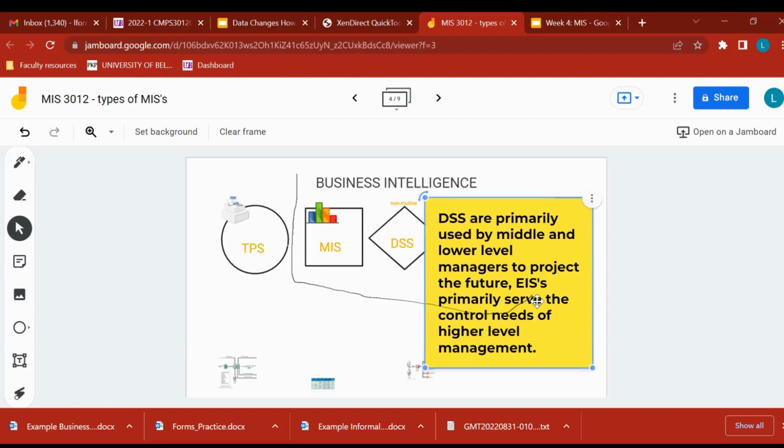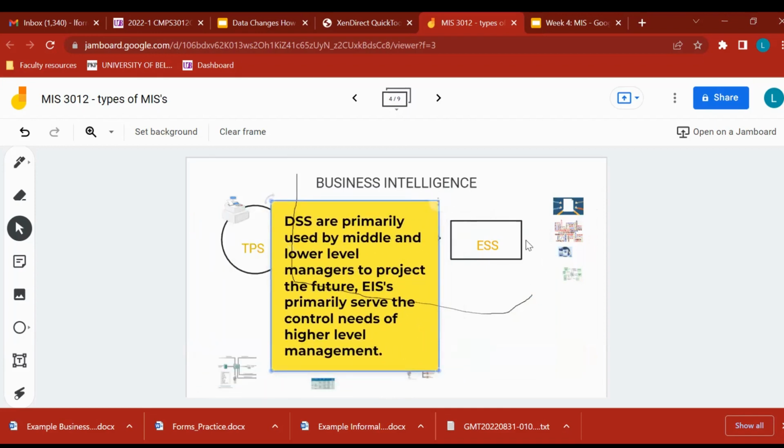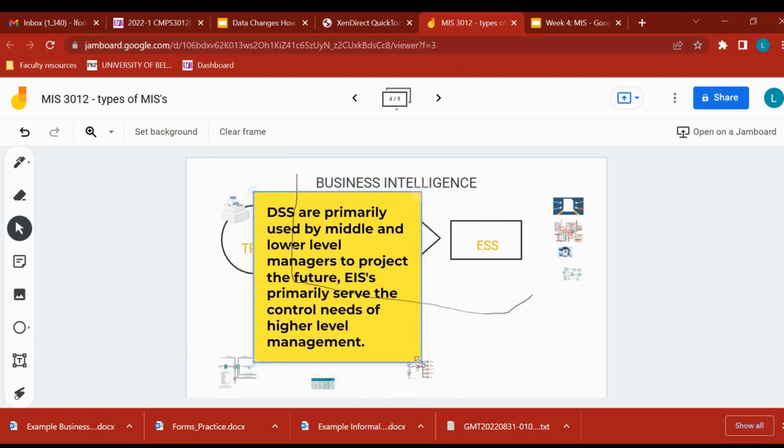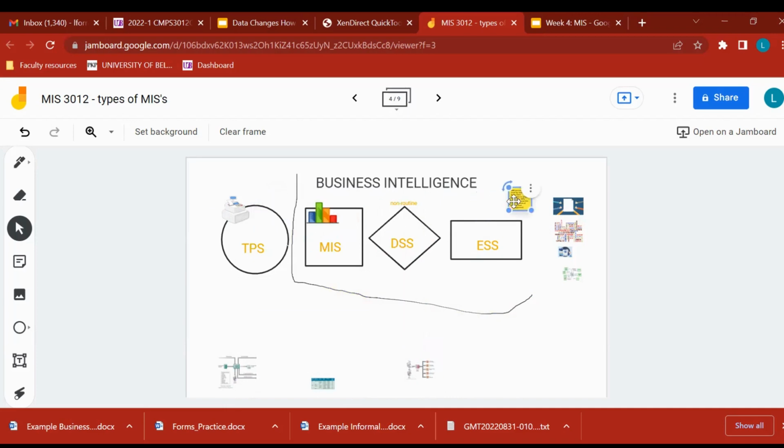Some textbooks will refer to them as EISs, in terms of predicting the future. So the executive support system is what is being referred to as the EIS here. And it's primarily to serve the needs of higher level management. So higher level management would be using this last system that I'm about to show you, which is the ESS or the EIS, as I just showed you. Executives will need to be able to ensure that your business can survive. That's one of the strategic business objectives, right?